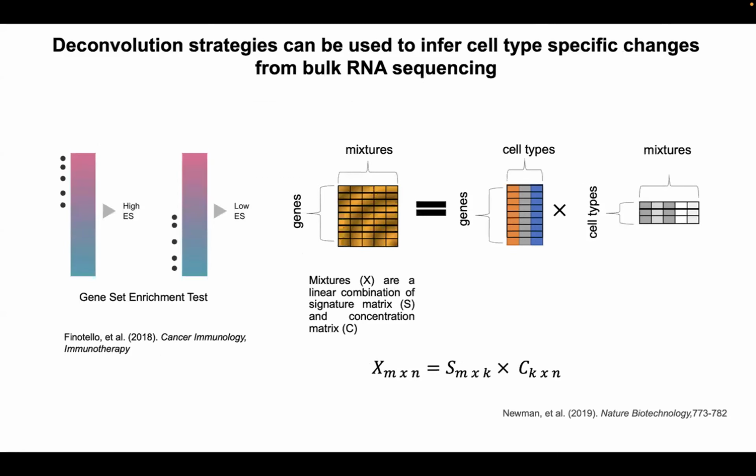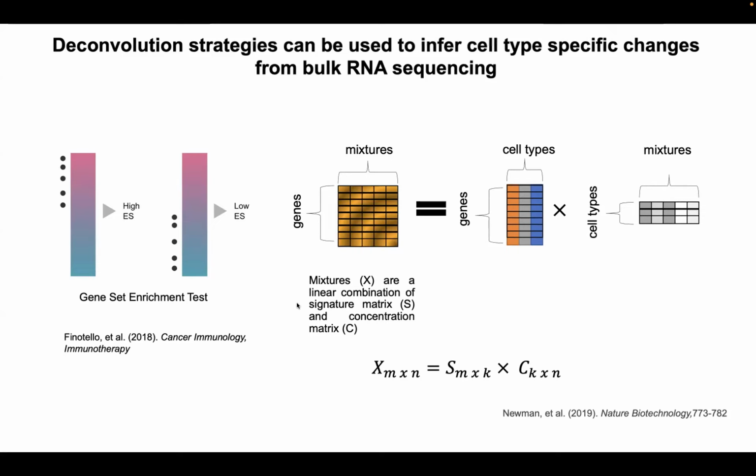So a deconvolution strategy offers a way to infer cell type specific change from bulk RNA sequencing. In the old way, people utilized the gene set enrichment test, where you get pre-selected markers for your specific cell type, for example T cell, then you rank those signature markers in your bulk RNA sequencing profile. And if the markers are very highly enriched, then you would say that the bulk RNA sequencing is enriched for a particular gene module.